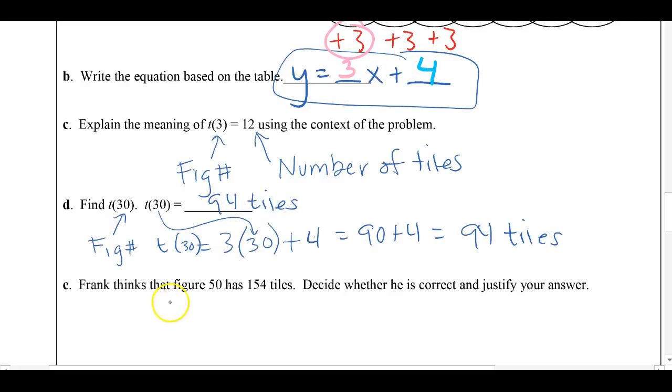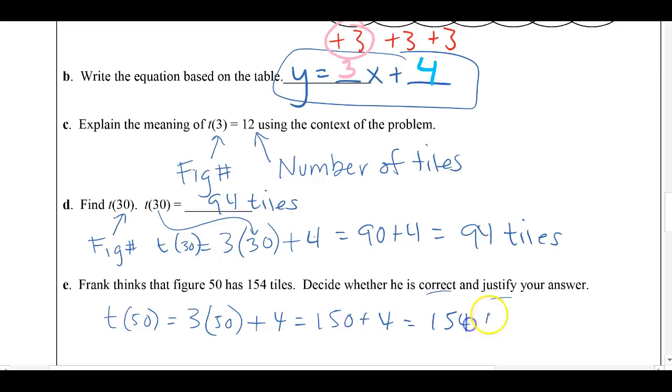Now Frank thinks that figure 50 has 154 tiles. Decide whether he's correct and justify your answer. Well, I can simply just use the equation and figure out how many tiles figure 50 has. So I'll set up my equation. If we're talking about figure 50, then that would be t of 50. Then we'll just plug in 50, so 3 times 50 plus 4. Well, 3 times 50 is 150, plus 4 is 154, so Frank is correct.